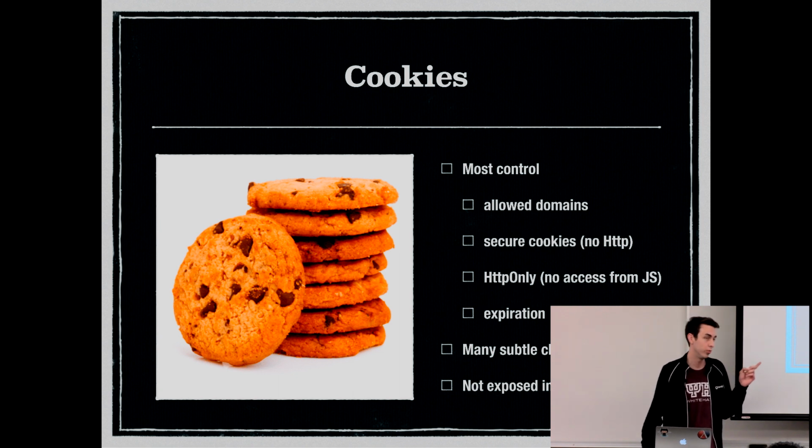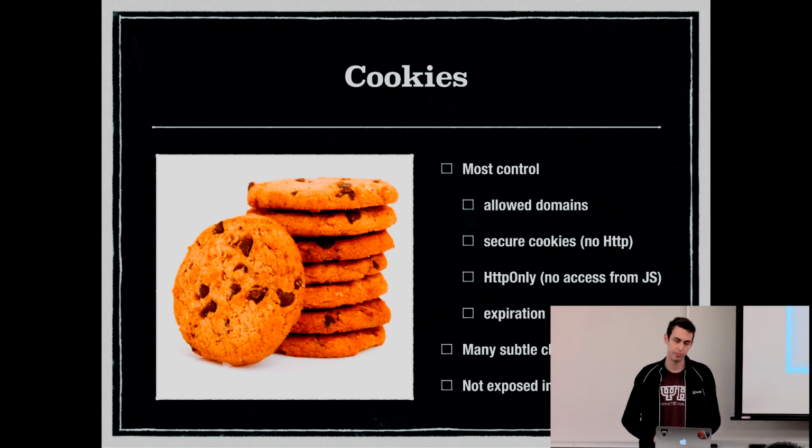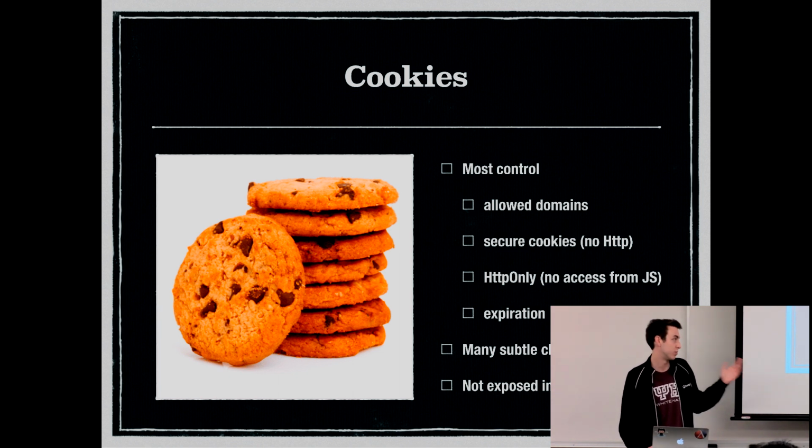This option, HTTP only, is also nice to have. It means that your cookie can only be sent over HTTP. It can't be accessed from JavaScript running on the page or any other kind of client-side mechanism. So this prevents cross-site scripting attacks, if you're familiar with those, from accessing cookies and leaking them. You can also tell the browser to delete this cookie in a month or an hour or however long, which isn't a bulletproof mechanism, but it is one good way to expire tokens, and we'll talk about why that's important later. And of course, importantly, not exposed in the URL.